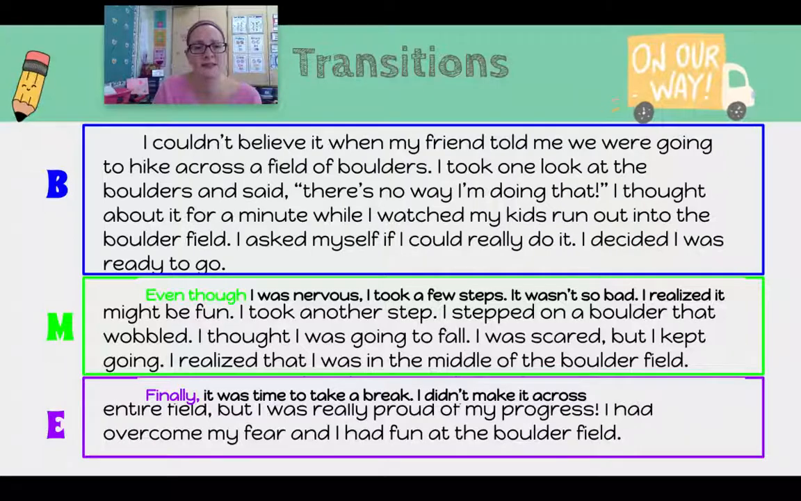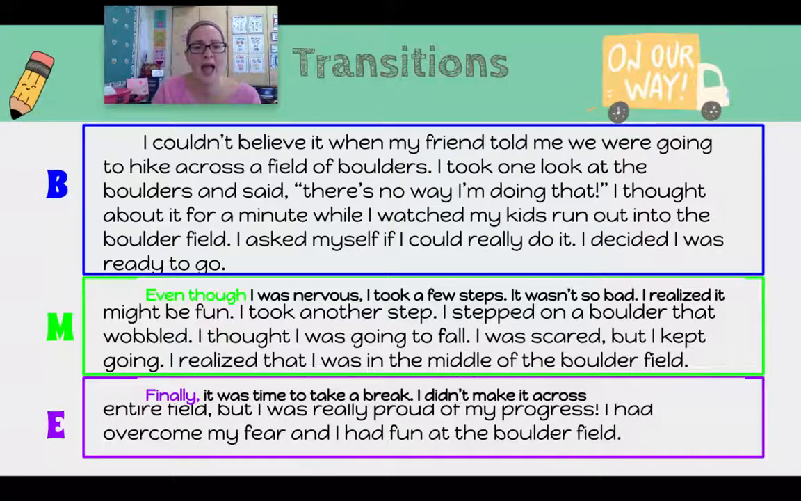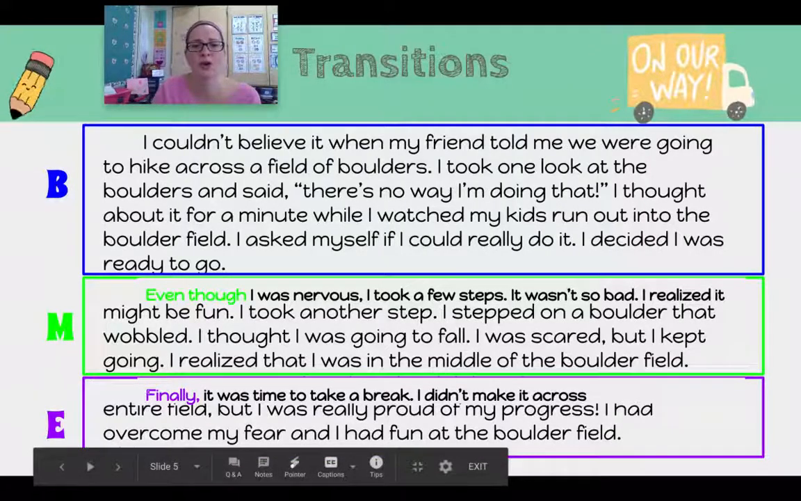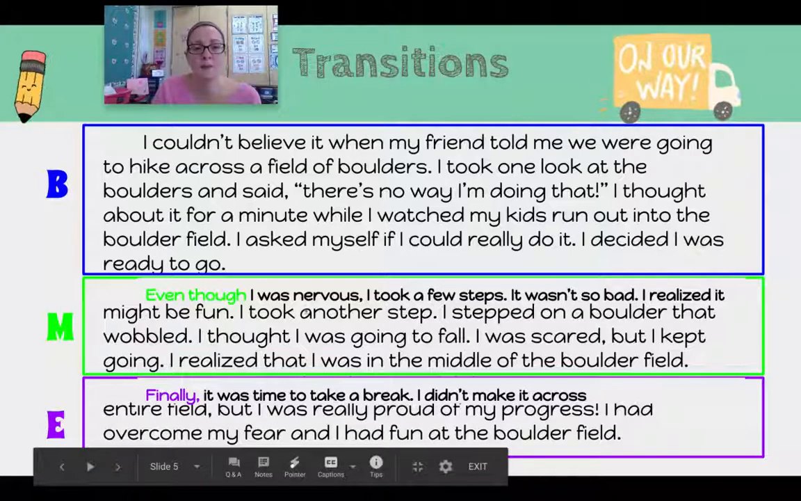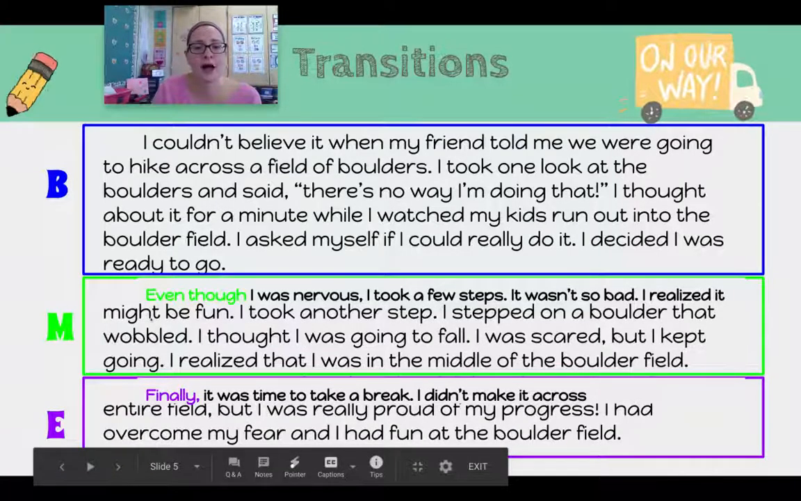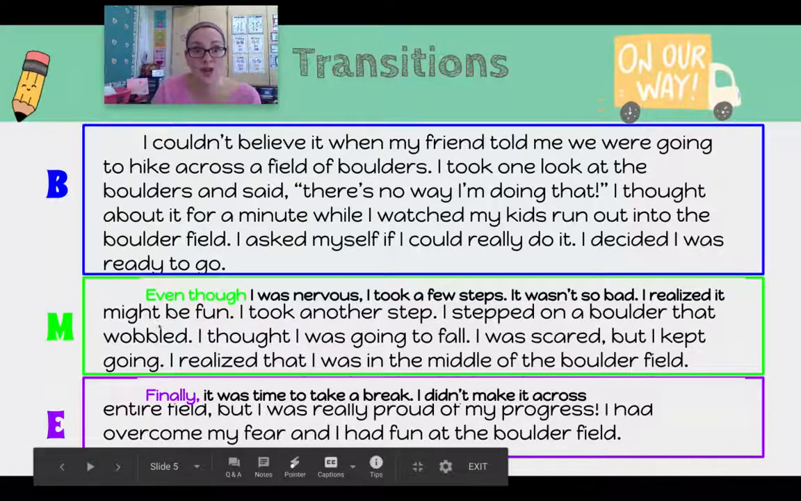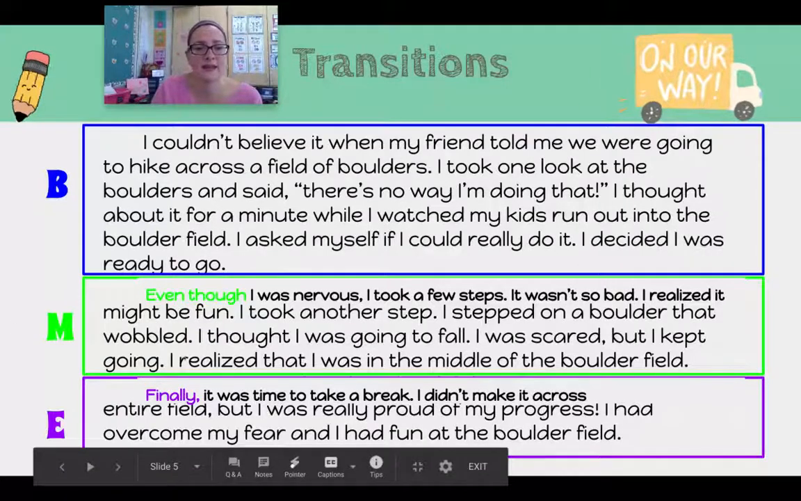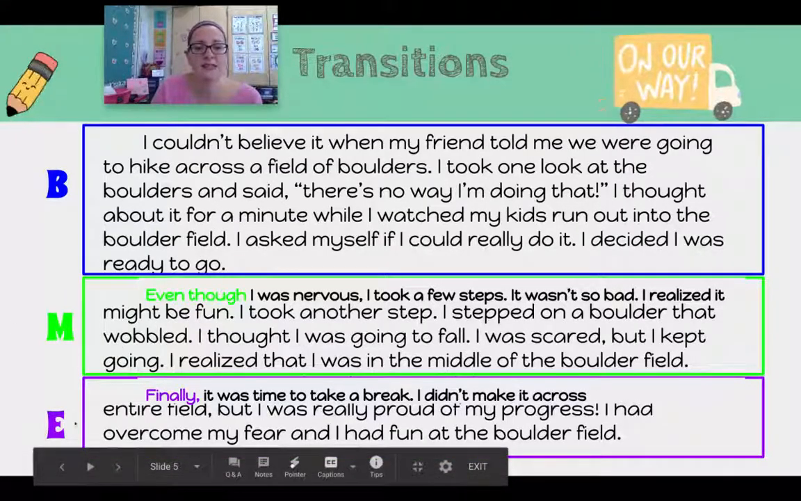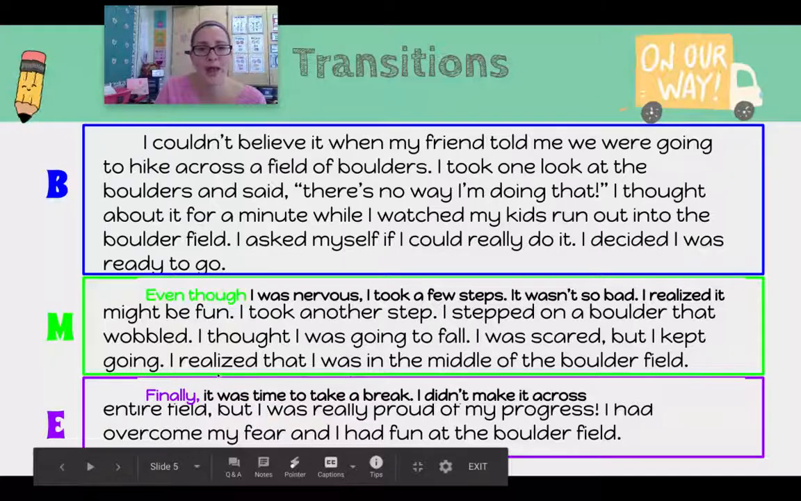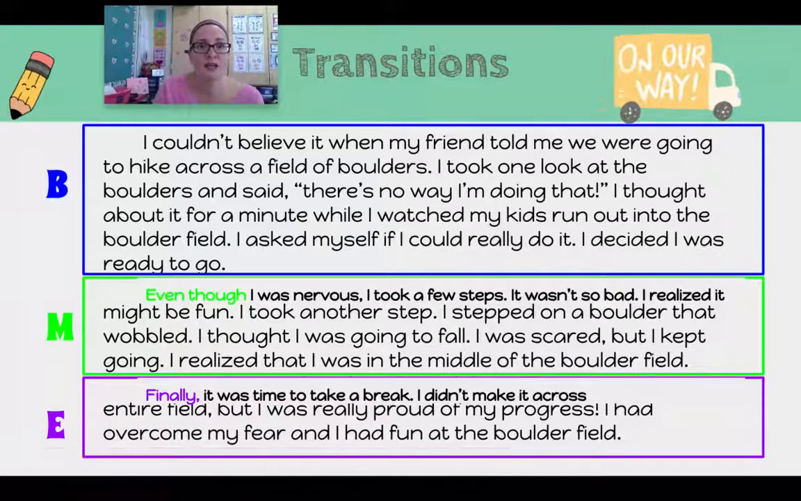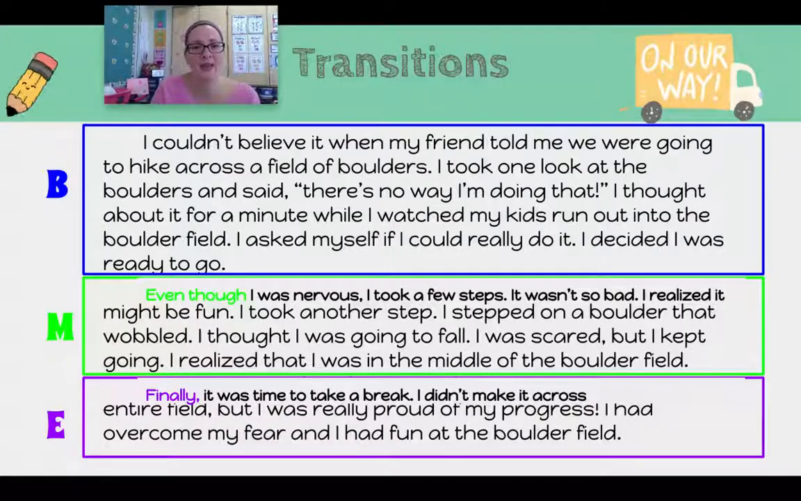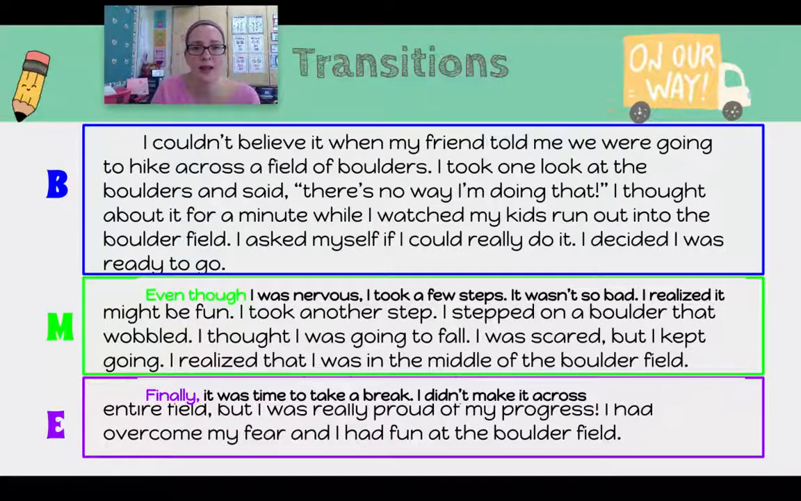I think I fixed this up pretty nicely. I have a transition word that shows a comparison, and I used contrasting words about my feelings. And then I have a transition word that shows the passage of time. It shows that I'm at the end of my adventure because I said finally. I think I did a pretty nice job adding transitions to my writing.